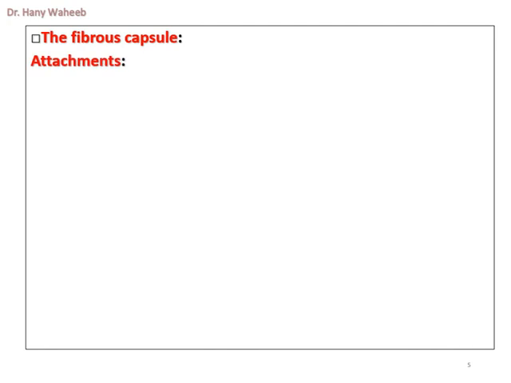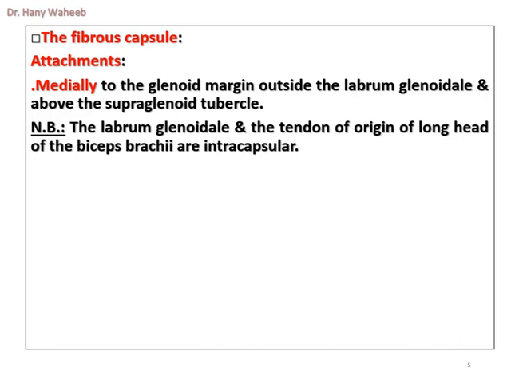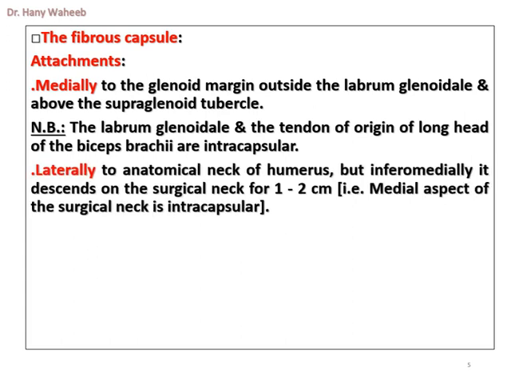The fibrous capsule. Attachments. Medially to the glenoid margin, outside the labrum glenoidale and above the supraglenoid tubercle. Note that the labrum glenoidale and the tendon of origin of long head of the biceps brachii are intracapsular. Laterally to anatomical neck of humerus, but inferomedially it descends on the surgical neck for 1 to 2 centimeters. This means that the medial aspect of the surgical neck is intracapsular.